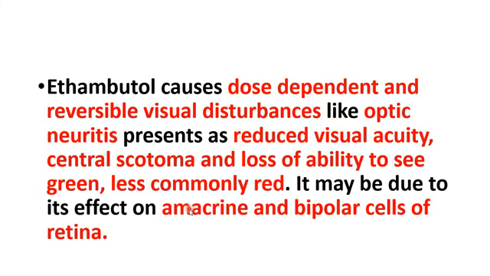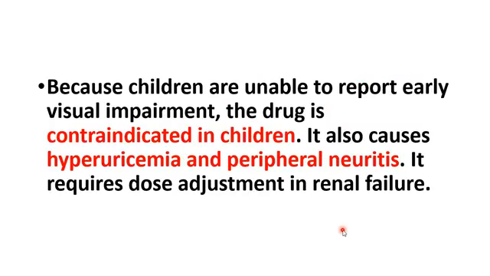That is the main problem. I will repeat it again. The main problem of ethambutol is visual disturbances. They are dose dependent and reversible. The main problem is optic neuritis, and it presents as reduced visual acuity, central scotoma, and loss of ability to see green and red color vision. All of these things are happening because of ethambutol's effect on amacrine and bipolar cells. Remember, AB: amacrine and bipolar cells of retina.